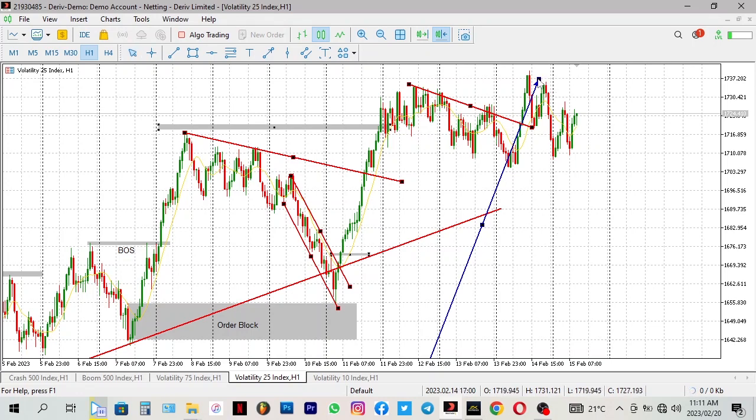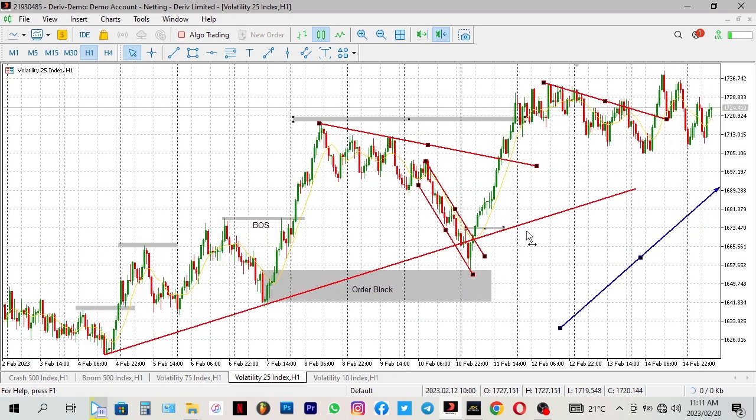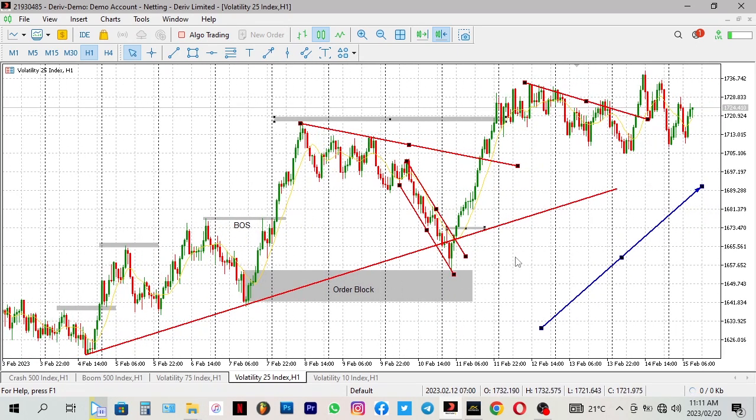I hope this is simplified and understandable. Okay, let me go to my last index.